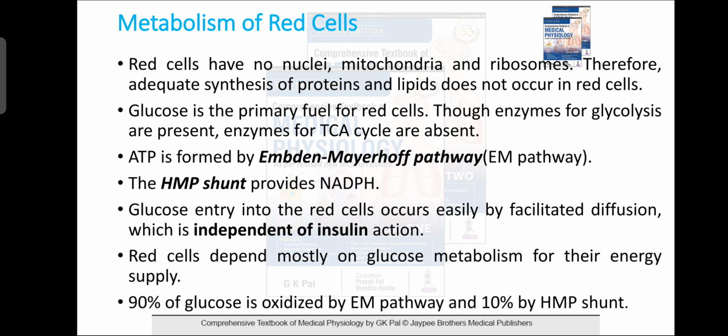Glucose entry into the RBC mainly occurs by facilitated diffusion. Facilitated diffusion is a type of passive transport that you learn in general physiology, which is independent of the action of insulin. Red cells depend mostly on glucose metabolism for their energy supply. 90% of glucose is oxidized by the Embden-Meyerhof pathway and 10% by the HMP shunt. In this way, RBC metabolism occurs by the Embden-Meyerhof pathway and the HMP shunt.